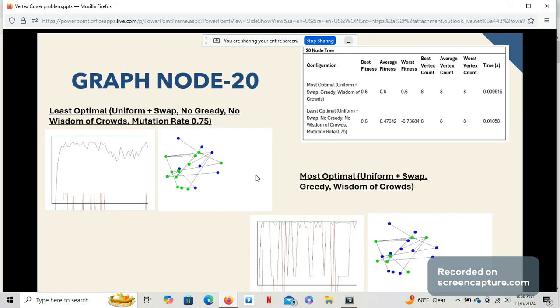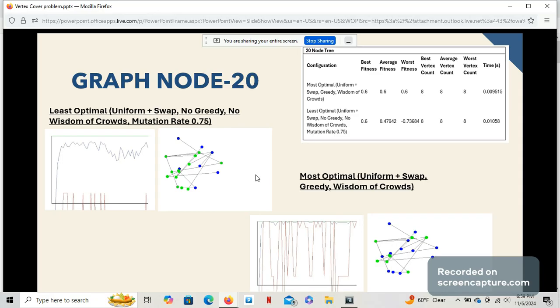So focusing on graph node 20, starting with the least optimal configuration on the far left, you can see in the vertex cover visualization that there are more green nodes than necessary, and these extra nodes indicate inefficient coverage. In other words, the algorithm included more vertices in the cover than needed to cover all edges. And this is a clear sign of instability in the solution.